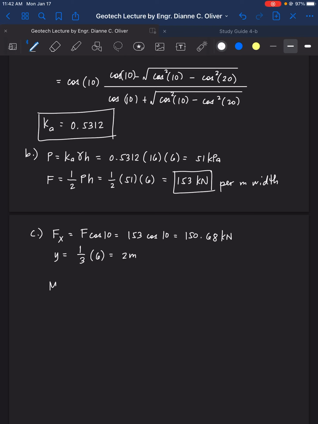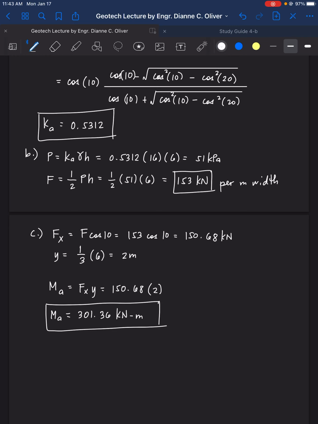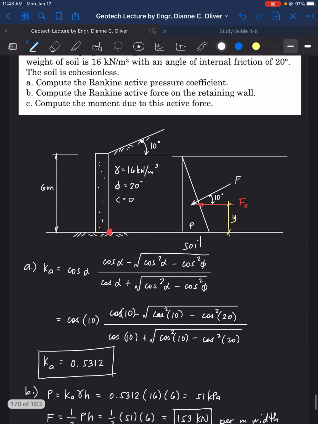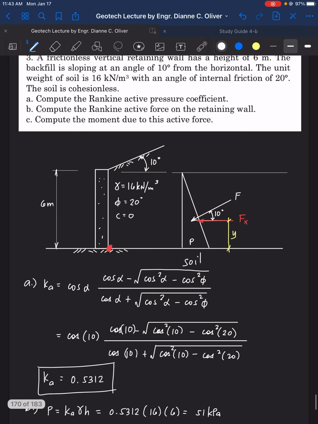Therefore, we now have the active moment there as F of x times y, that is equal to 150.68 multiplied with 2. Therefore, M sub A is now equal to 301.36 kilonewton meter. So that's for the moment due to the active force.